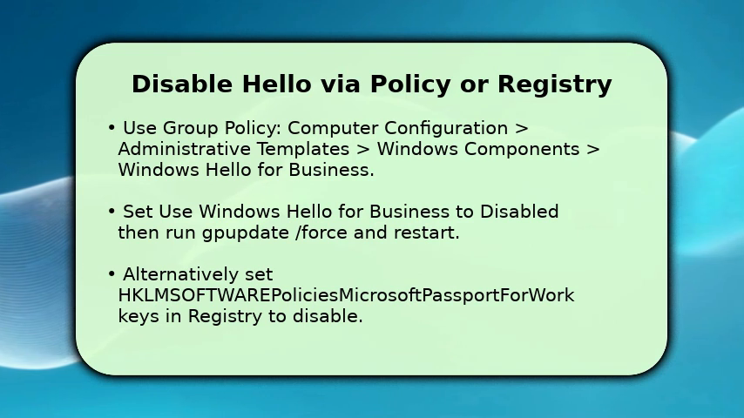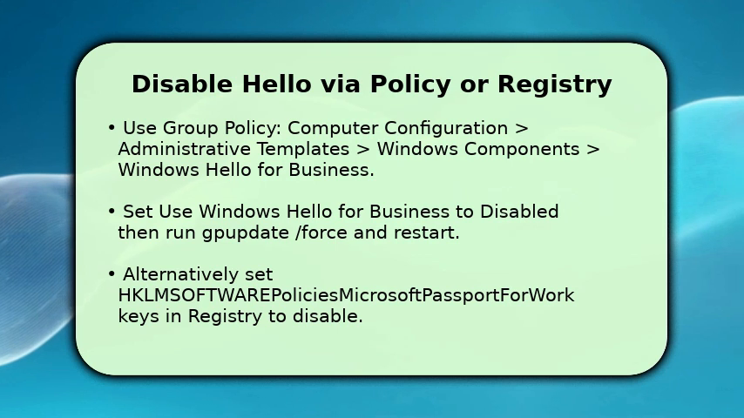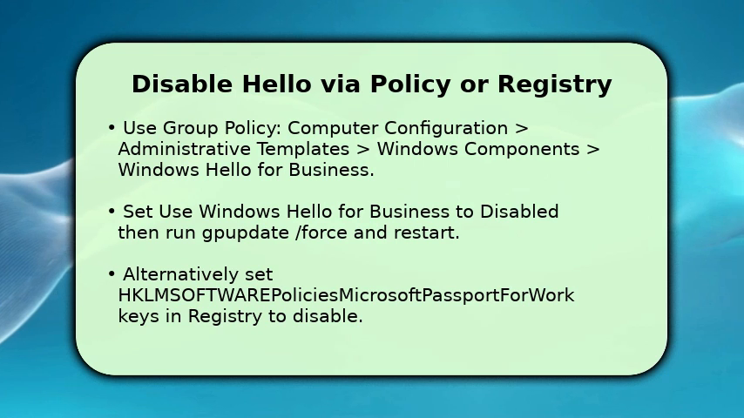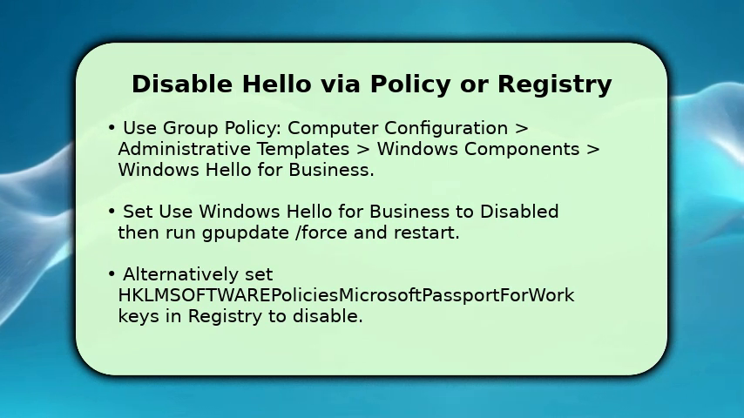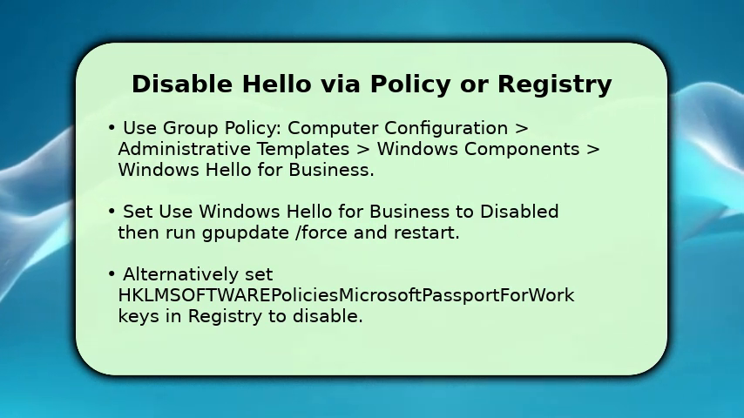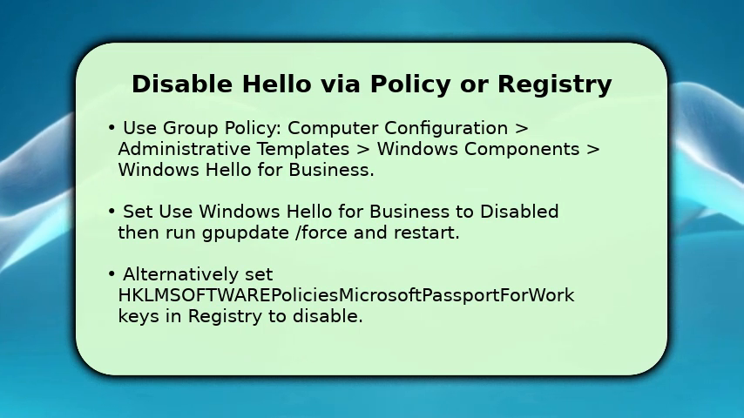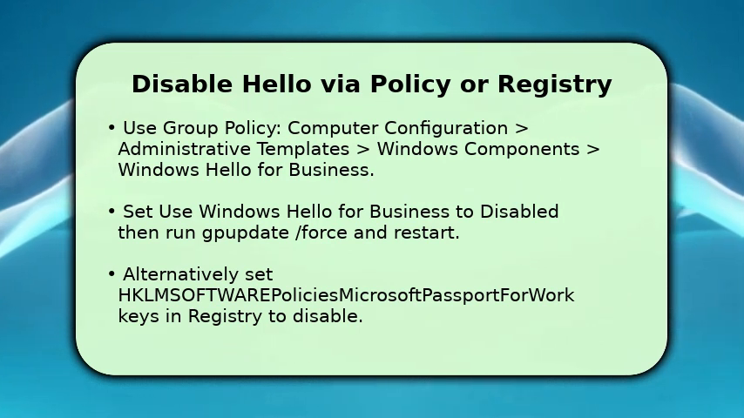As an alternative, create or edit registry keys under HKLM\Software\Policies\Microsoft\PassportForWork to match policy settings. Always export the registry before changes and ensure administrators can recover accounts if sign-in options are removed.